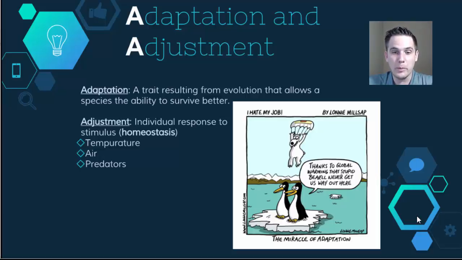So when you shiver because it's cold, when you see a threat coming after you, like a lion that wants to eat you, and you start running or you panic or you fight back, that's you adjusting to a situation. So adjustment is something an individual does. Adaptation is something you usually see across an entire population.